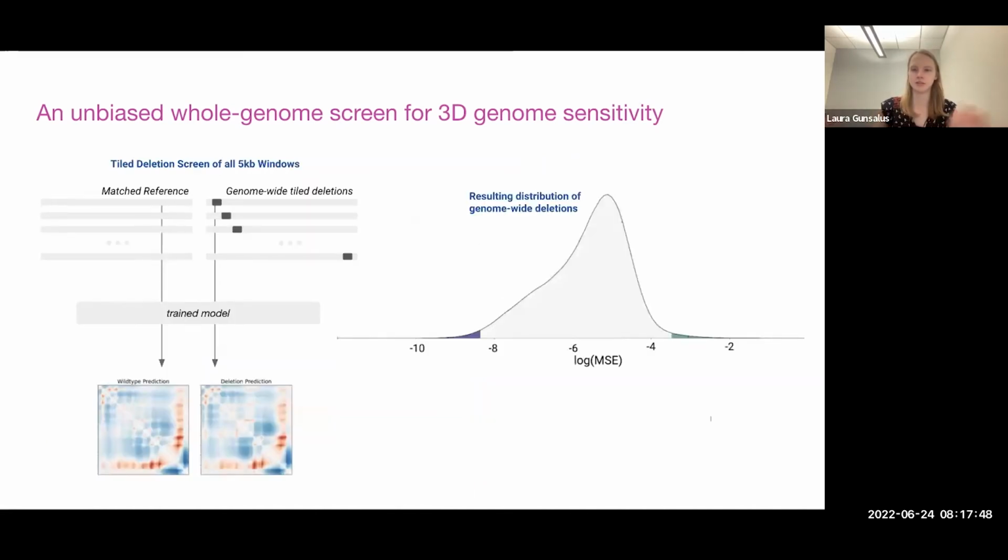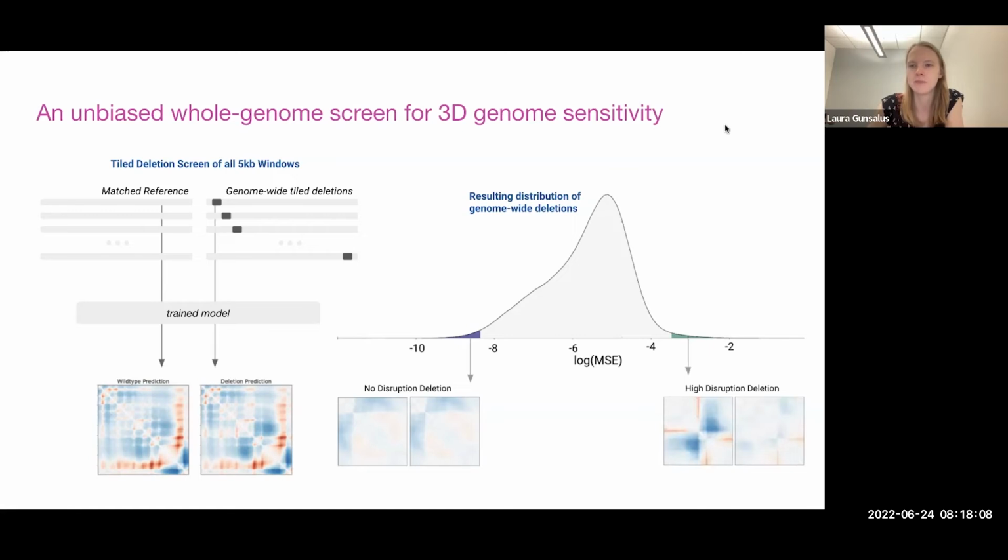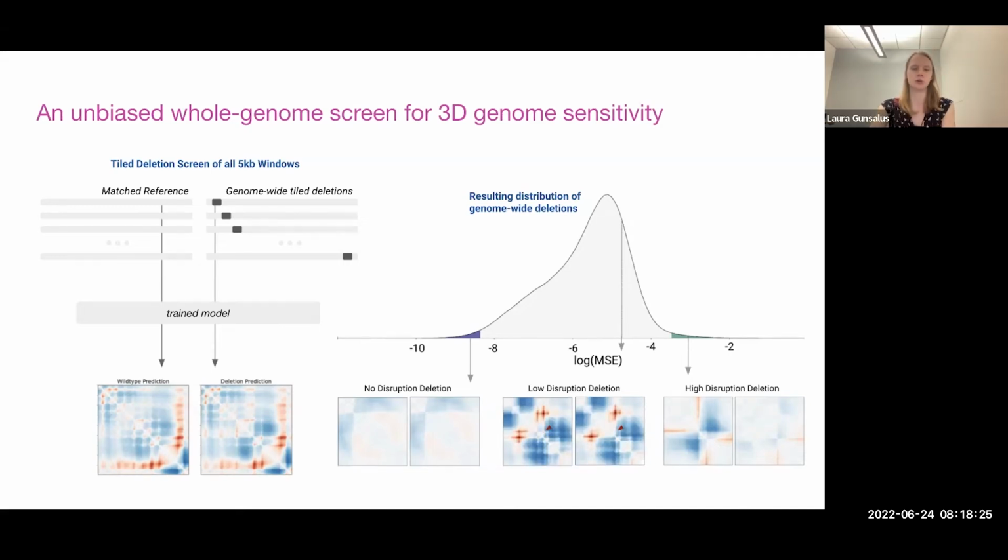So if we delete every 5 kb bin genome-wide, we end up with a distribution of deletions where some deletions on the left-hand side don't do anything to perturb genome folding. You can delete this 5 kb region with no difference between the predicted reference map and the predicted map with the 5 kb deletion. On the other side, some 5 kb bins produce large, widespread changes to 3D genome folding, like massive structural rearrangements. And for the most part, the ones in the center produce small changes or no changes, like focal changes or perhaps the loss of a stripe or a loop.